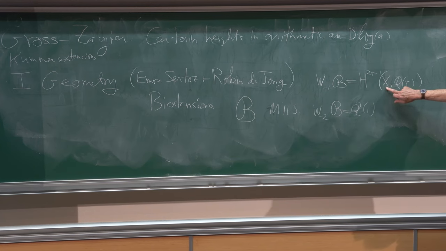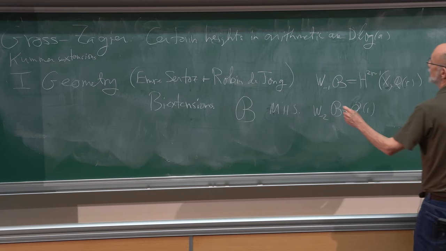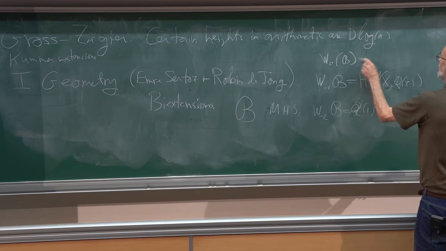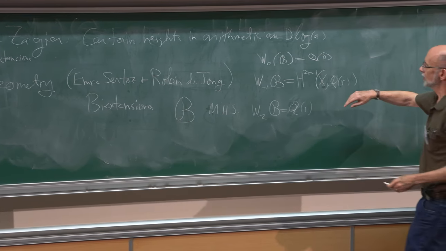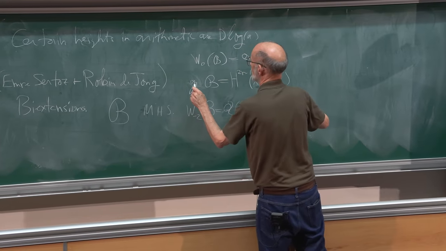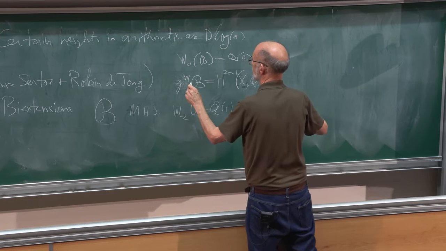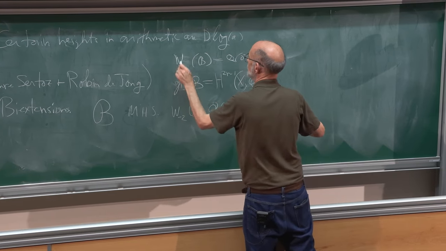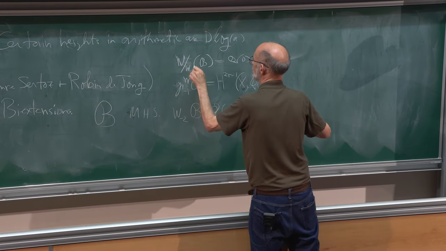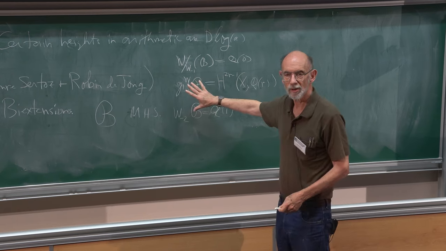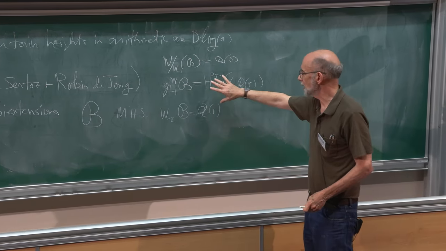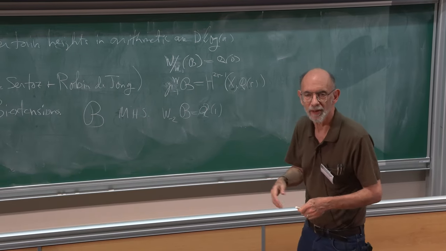So this is a usual geometric situation. X is a smooth projective variety, and I'm looking at cycles of codimension r, and W0 of B is Q of 0. No, I have to say Gr, you're right, Gr W minus 1, and here W modulo W minus 1 of B. That's right. So it's a mixed Hodge structure with three weights, and it's a standard modern way to think about the Picard scheme and so on.